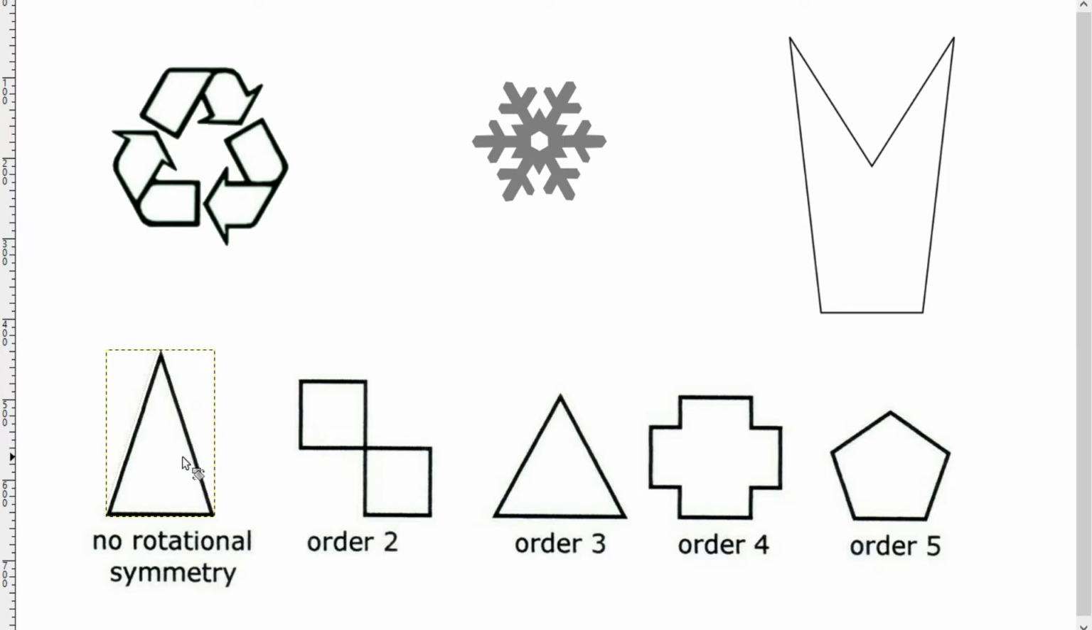Same with an isosceles triangle. This will never match itself. You can spin it all the way around and it won't matter. So no rotational symmetry, or order of 1.